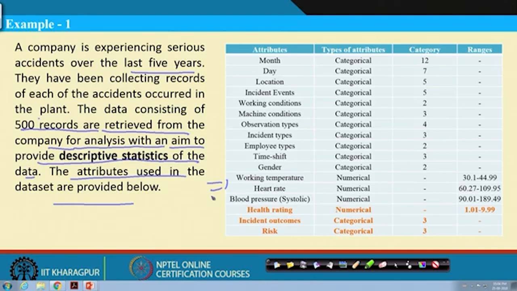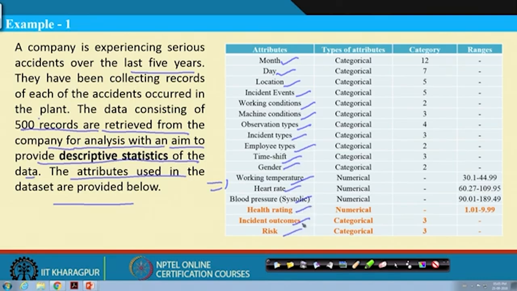So, please remember that investigations have been made whenever an incident has taken place, and in this fashion the report is available. A report can contain many other things, but for the time being we have created a hypothetical data set, and that hypothetical data set is like this. So, that means every incident report has attributes like month, day, location, incident event, working condition, machine condition, observation type, incident type, employee shift, gender, working temperature, heart rate, blood pressure, health rating, incident outcome, risk, so many things are there.